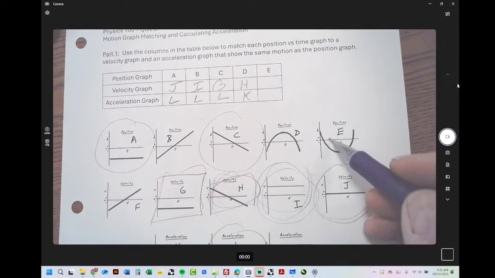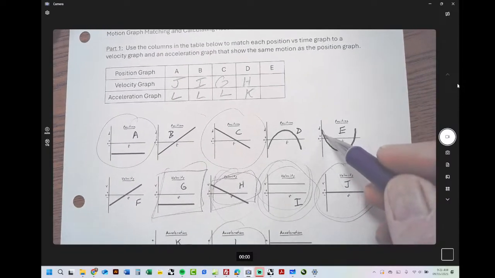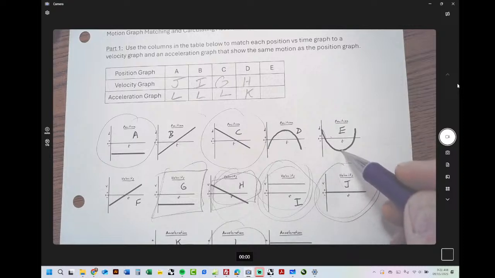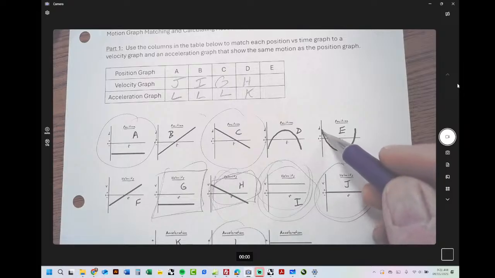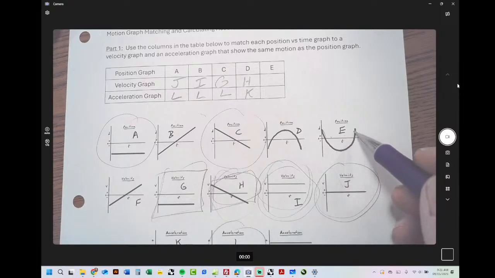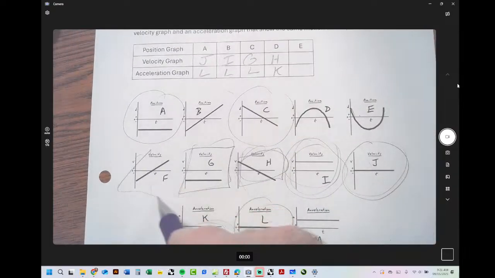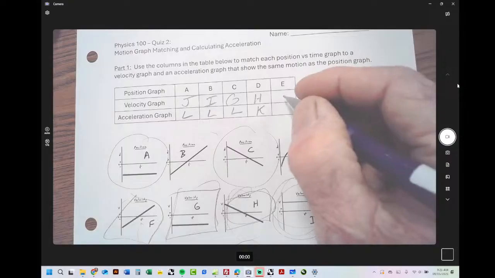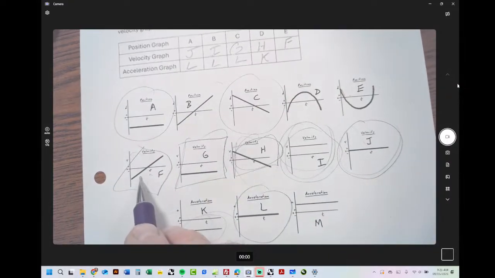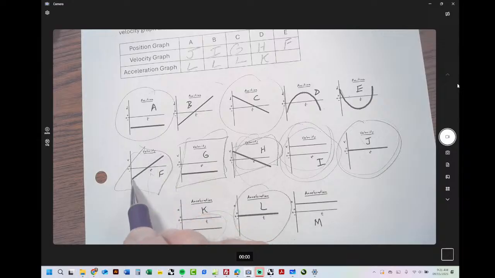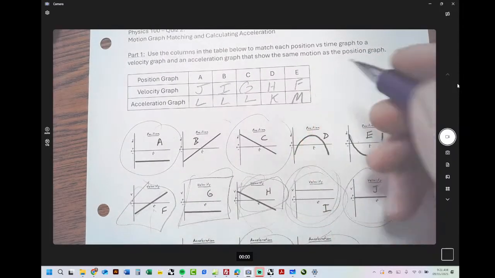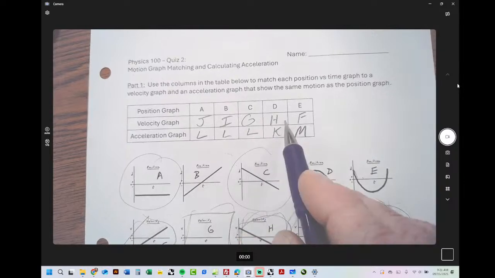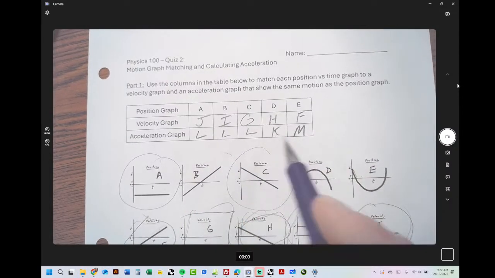And then E, look at the slope, downhill, negative. The slope is 0, it's flat. The slope is uphill, positive. So I'm looking for a velocity that's negative and then 0 and then positive, and that's this one over here, that's F. So F goes there, and then the slope of this is always positive. We're always adding to velocity, so I need an acceleration that's always positive, and that is M. So the answers were JIGHF for velocities and LLLKM on the bottom.